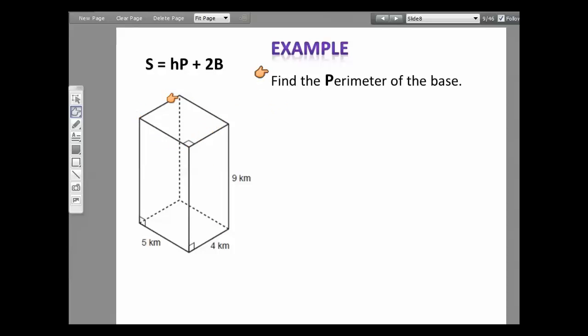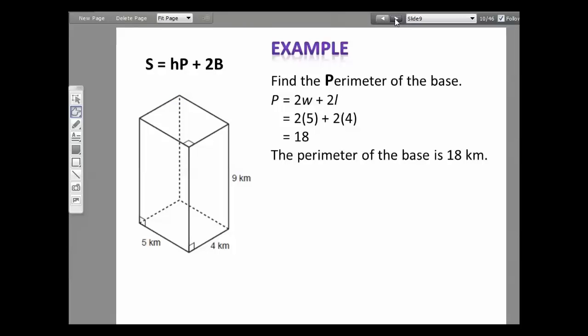Okay? So let's find the perimeter of the base first. Okay, capital P equals 2 times the width plus 2 times the length. I bet y'all have been learning that formula for a long time. That's the formula for the perimeter of a rectangle. So look here, they're taking the width of the base, which is right down here. They're using this, 5. The length of the base is 4, and they're plugging that in. So when you say 2 times 5 plus 2 times 4, you're going to get 18. So the perimeter of the base is 18 kilometers.